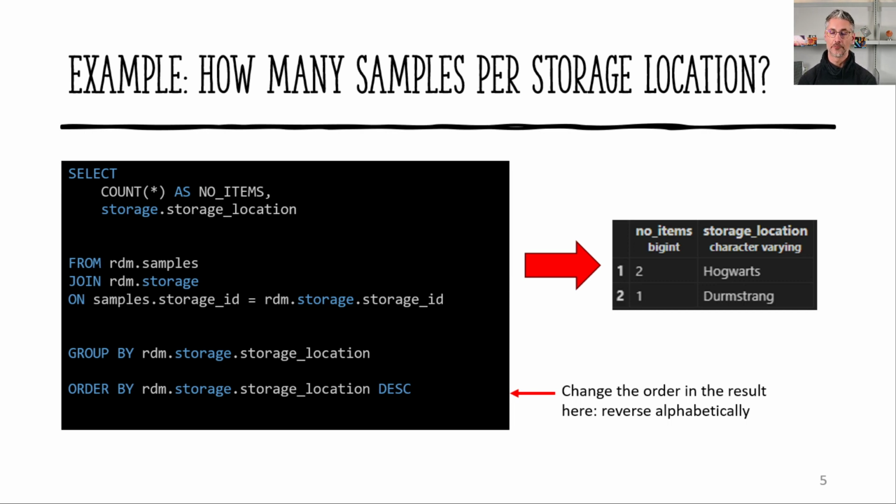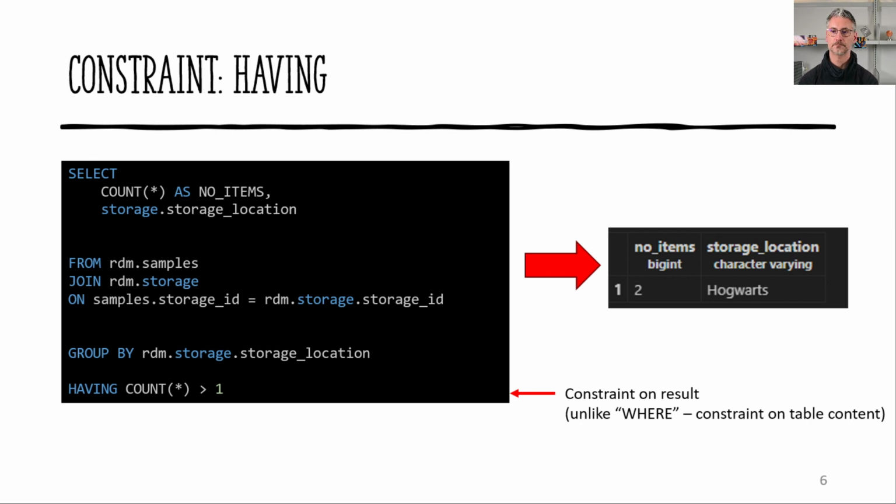we have now number of items. This is our count star. We have 2 items in one storage location and 1 item in the other storage location. We can add more constraints. We could say we want to have now all the results where we have more than 1 sample. Now it's the same query that we had before. We just tack on having count star greater 1, and you can see that the 1 line disappears where we only have 1 sample in that storage location.